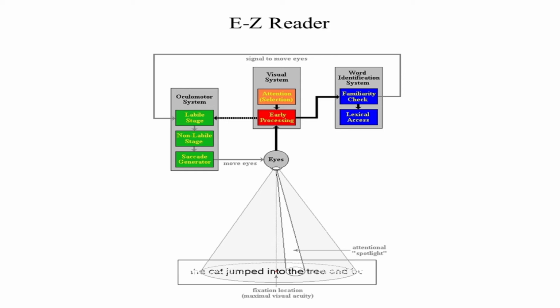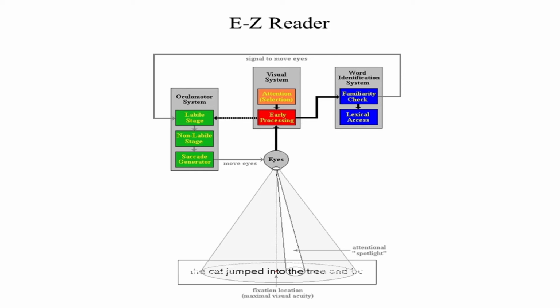Okay? And saccadic programming is done in two stages, a labile stage and a non-labile stage. The labile stage basically refers to the initial saccadic programming, and if during that programming another saccade happens to be initiated, the second saccadic program will cancel the first. However, if the labile stage runs to completion and the non-labile stage starts, that saccadic program will be executed in an obligatory fashion. So it's kind of like a point of no return. And once that happens, of course, the saccade generator in the brainstem causes the eyes to move.